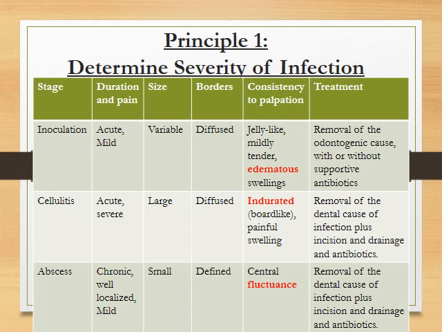This is principle number one: determine the severity of infection. As I said, why should I determine the severity? To know if I can deal with it on my own as a general dentist or refer it to an oral and maxillofacial specialist so he can deal with it with his experience.